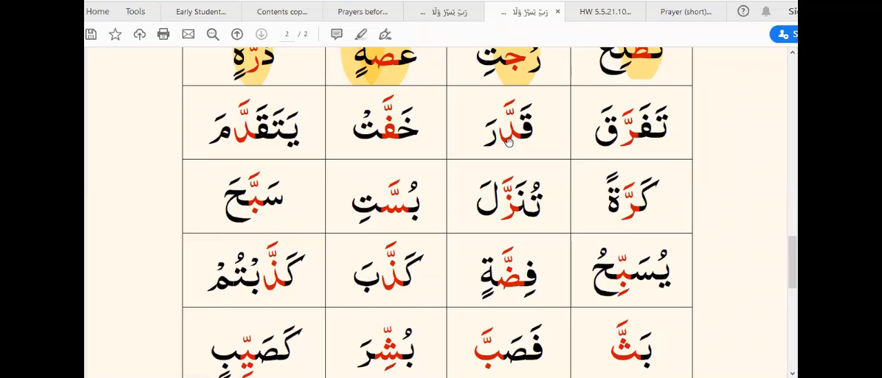So remember, two dals are present over here. Qad. So the first one, qad. And then letter dal with letter ra. Dara. For the next one, you can see that letter dal has a fatha. So dara. Qad.